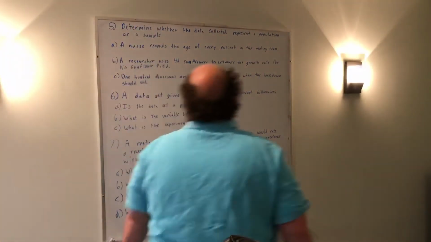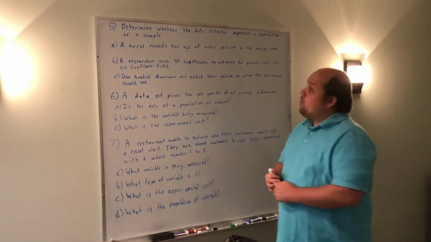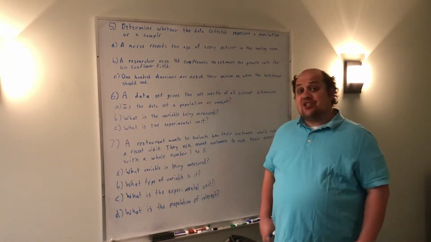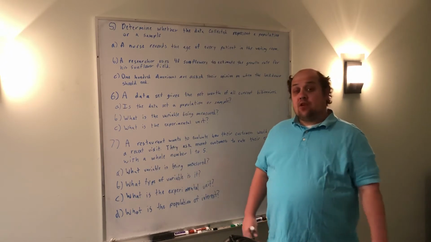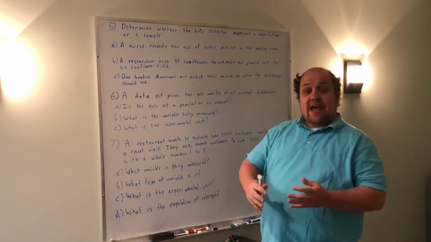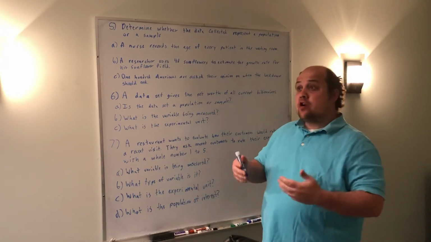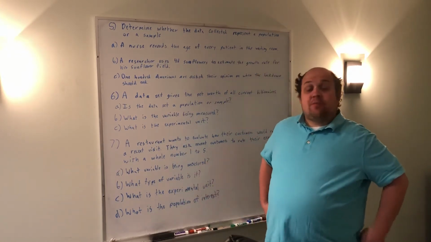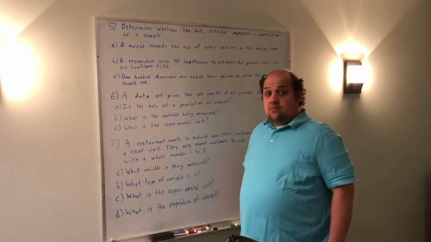Question number 5 asks us, determine whether the data collected represent a population or a sample. We need to remember that a population is everybody we would like to study if we could. The sample is the people we actually do study in order to draw conclusions about the larger population when the population is so big it would be unmanageable to study them all.